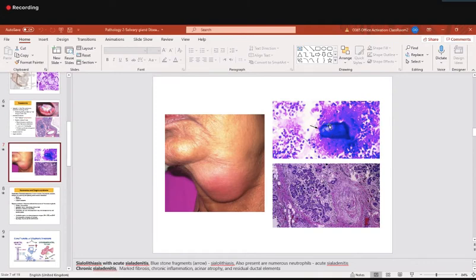This arrow is pointing towards a stone. This is a stone. It has probably impacted or blocked a duct. This is a blocked duct, and this stone is stained as bluish, maybe because of deposition of calcium, because stones are formed of calcium, so they are bluish.